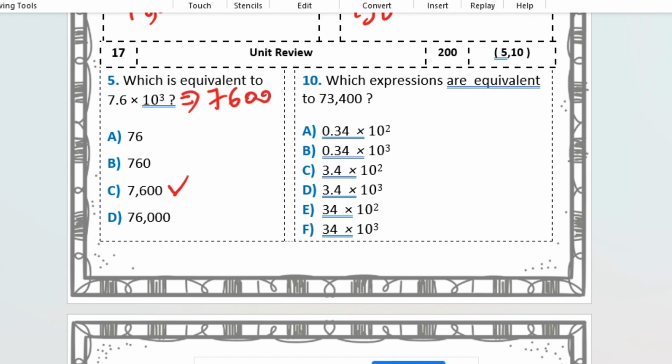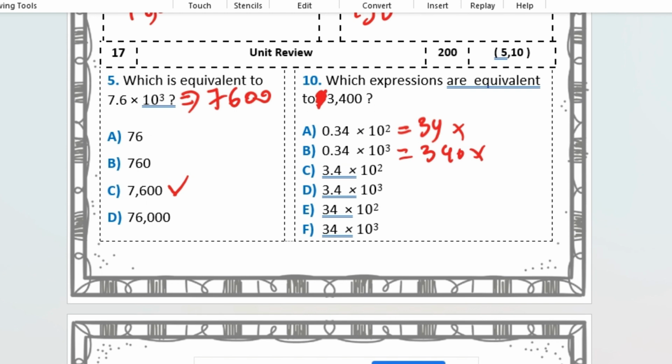Now, which expressions are equivalent to 3,400? So this one, the first one, we move it 2 units. So this equals 34, which is incorrect. Here we move it 3 units, which equals 340, which is also incorrect.